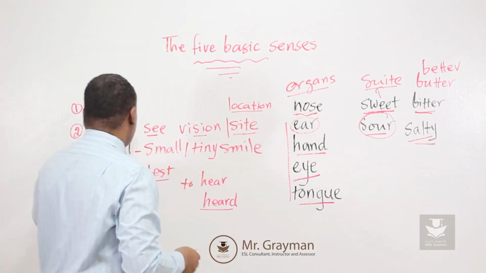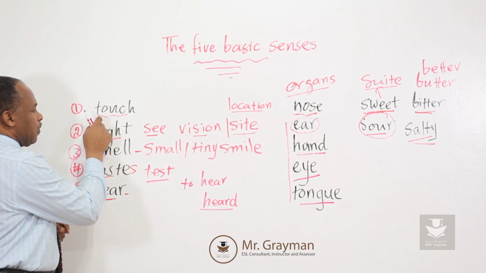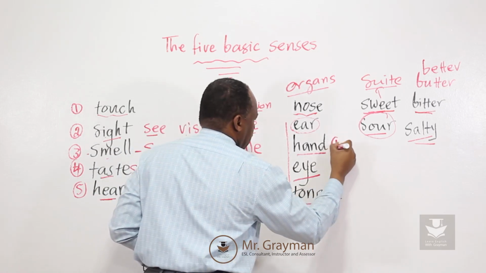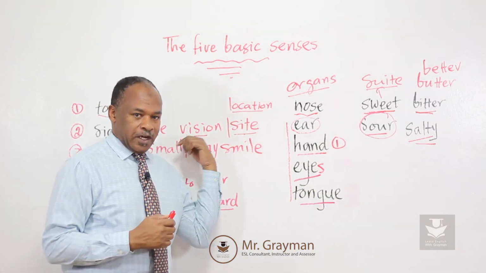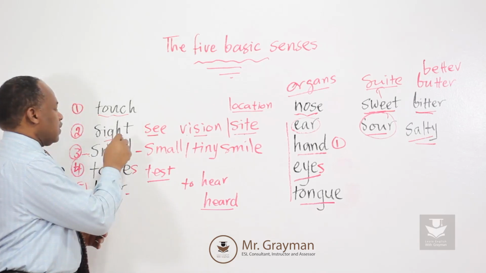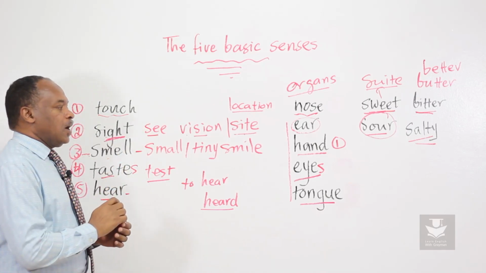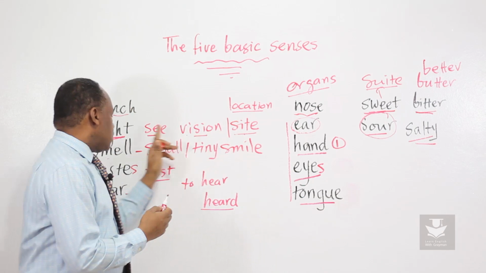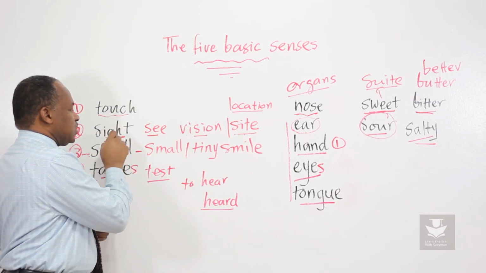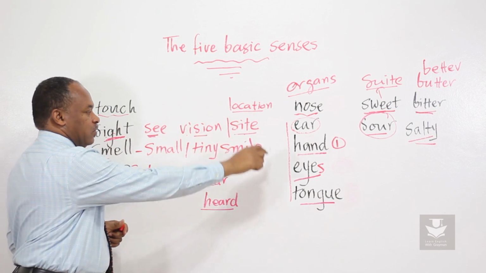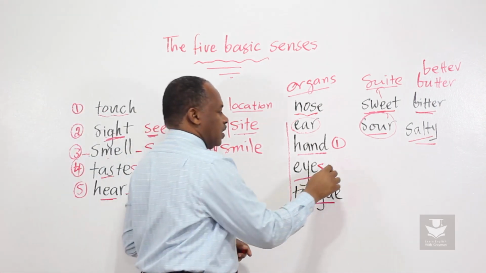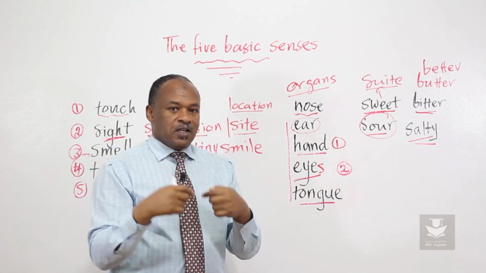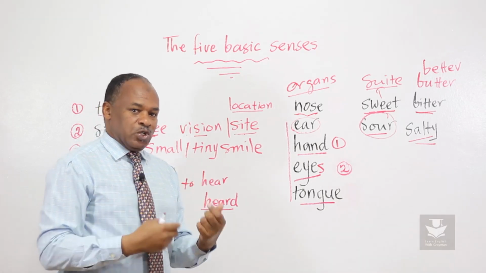So let's match. Starting from one, in order to touch, what do we use? One goes with one here, this one. Now we're going to look at number two. Number two here, if you look at it, is sight. And as we said earlier, sight could be confused with this word. So pay attention to this. What do we use to see? What's going to match here? We need our eyes here, because we use our eyes in order to see. That's what we call sight or vision.